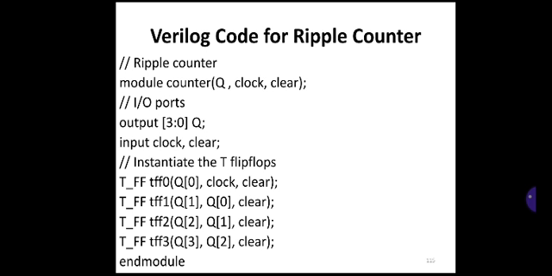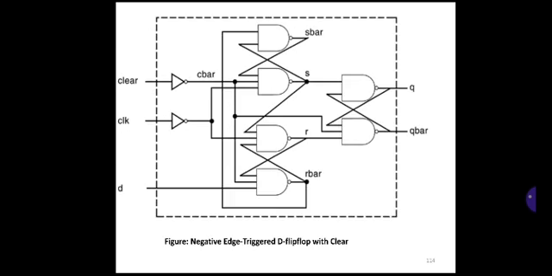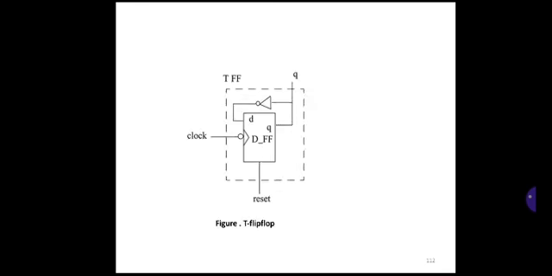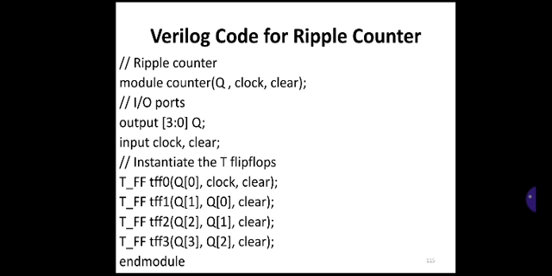TFF is a user defined primitive. As it is a user defined primitive, not a predefined primitive, the instance name is compulsory here, that's why TFF0. For TFF0, what are the inputs and outputs? The output is Q0, then the inputs are clock and clear. As we have declared the output Q as a vector 3 down to 0, it is going to be Q of 0, comma clock, comma clear.